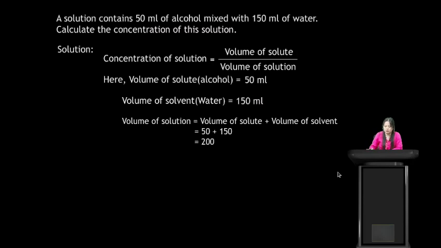So volume of solution will be volume of solute plus volume of solvent. If we add them, we will get 200 ml. Therefore, concentration of solution will be volume of solute by volume of solution into 100. So we will get 25%. So by using this relation, we can calculate the concentration of the solution.